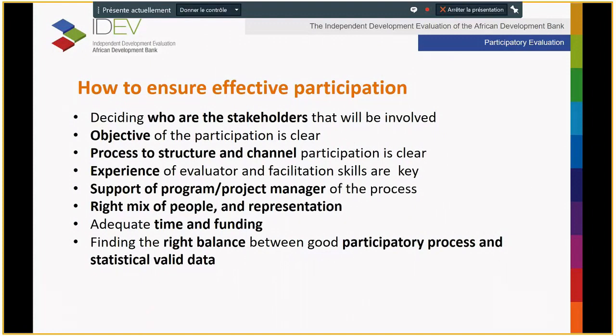and also try to ensure finding the right balance between a good participatory process and statistically valid data or other scientific evidence-based information that you can provide in order to defend your evaluation against any suspicion of bias or less objectivity that you might be accused of.